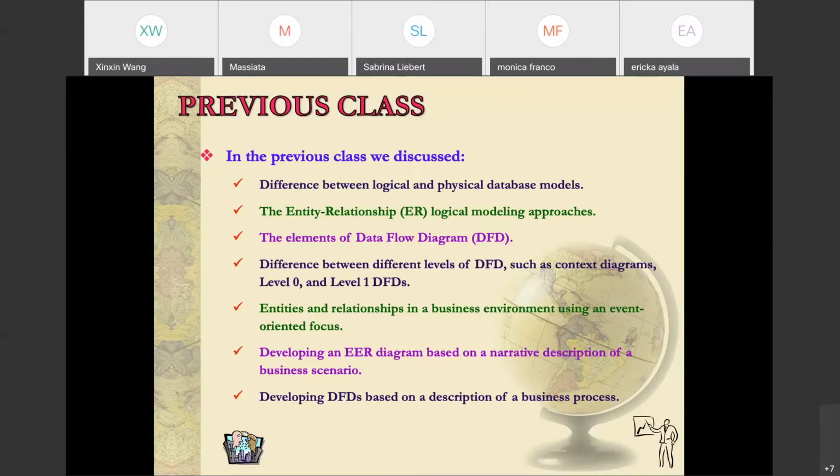resources, event, and agent. So we understand that event-oriented focus, and we develop EER diagram based on the narrative description of the business, and we can also develop the REA model and DFD models by ourselves.